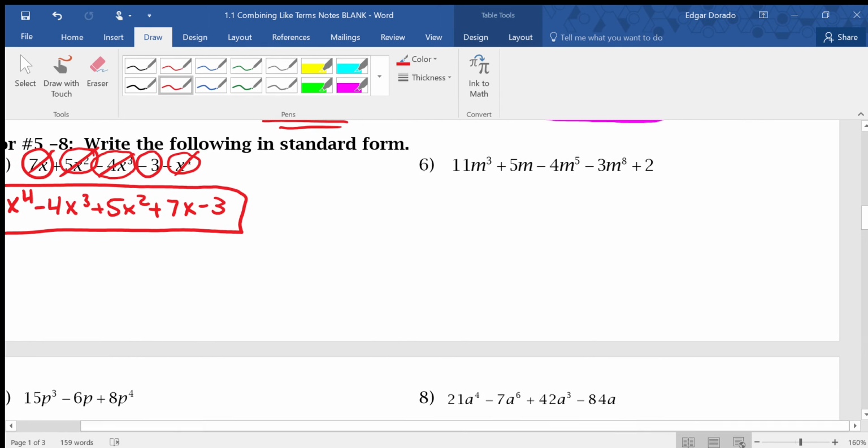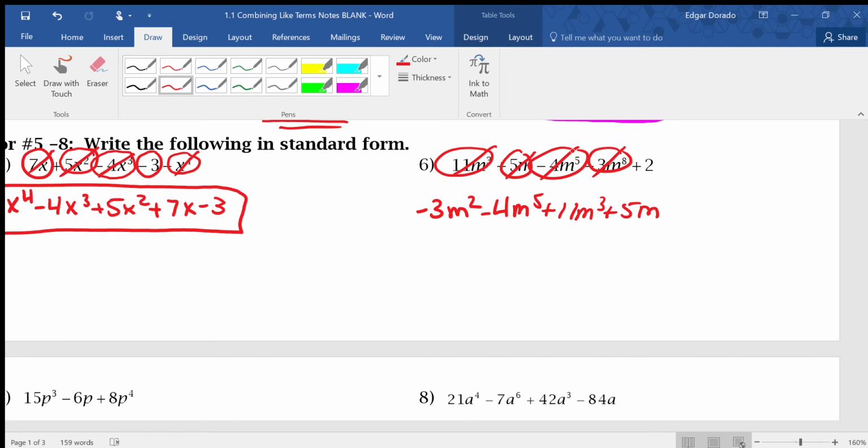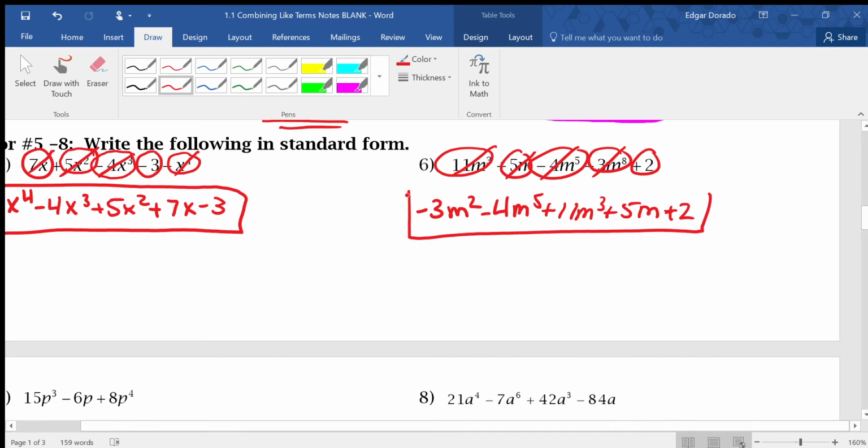Next one. Highest term, negative 3m squared. Next one, negative 4m to the fifth. It's a positive 11m to the third. Plus 5m. And finally, my constant with no variable, which is that plus 2.